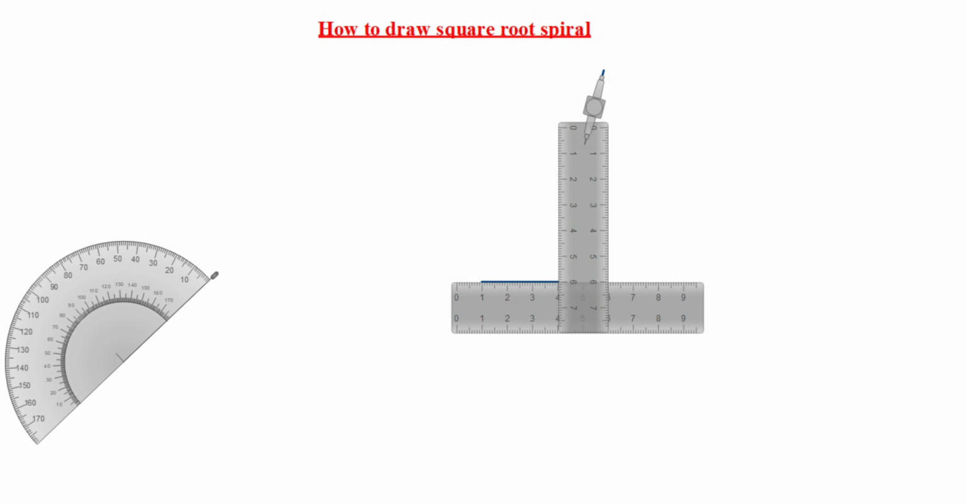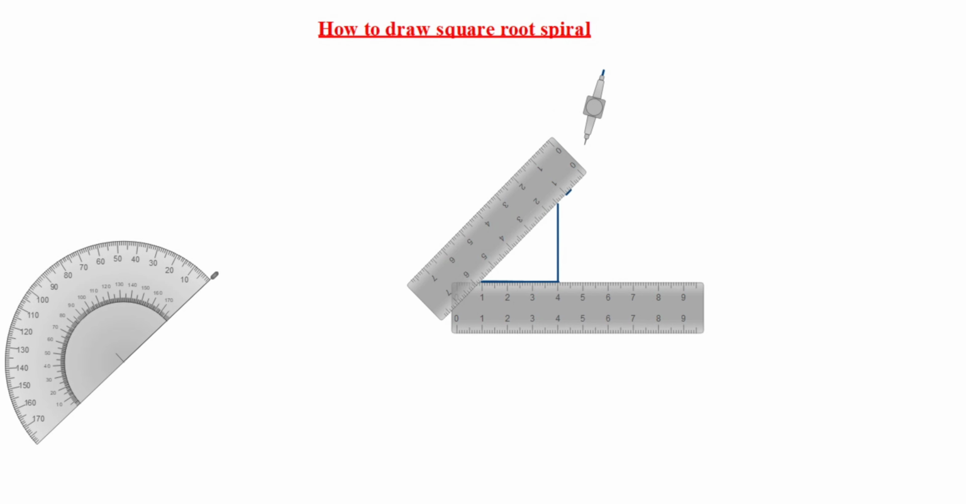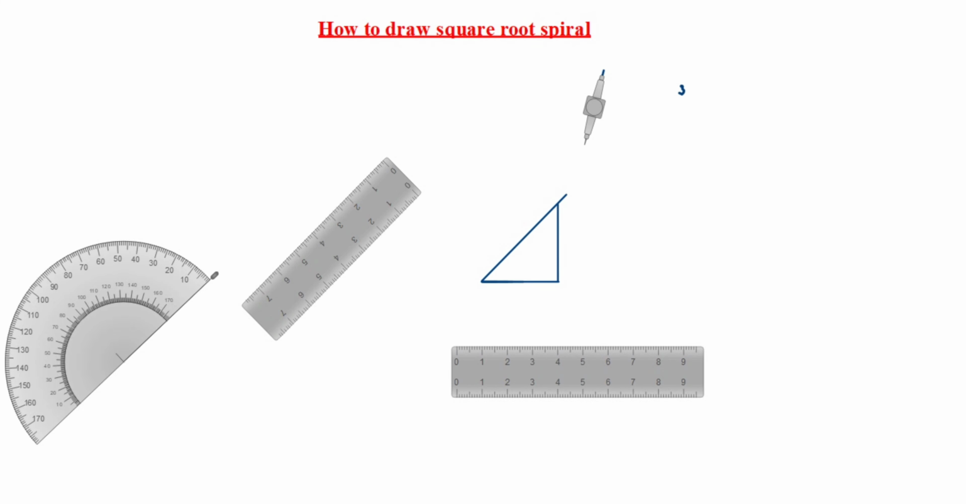Next, we will take another scale and draw a perpendicular line and take 3 centimeter as 1 unit. Join the points using a scale. I am taking 3 centimeter as 1 unit; you can take any length as per your choice. Horizontal and vertical line as 1. Another side is root 2. Now we will write the naming O, A1, A2.